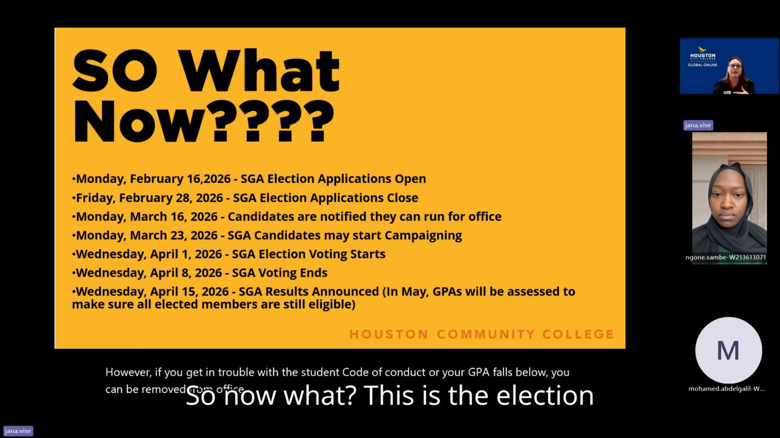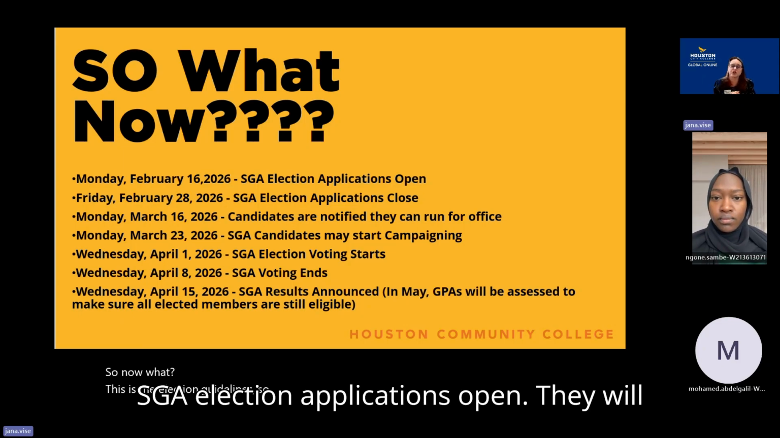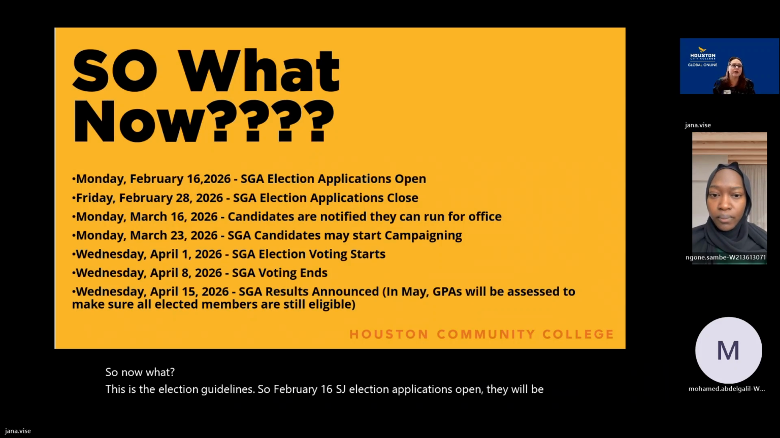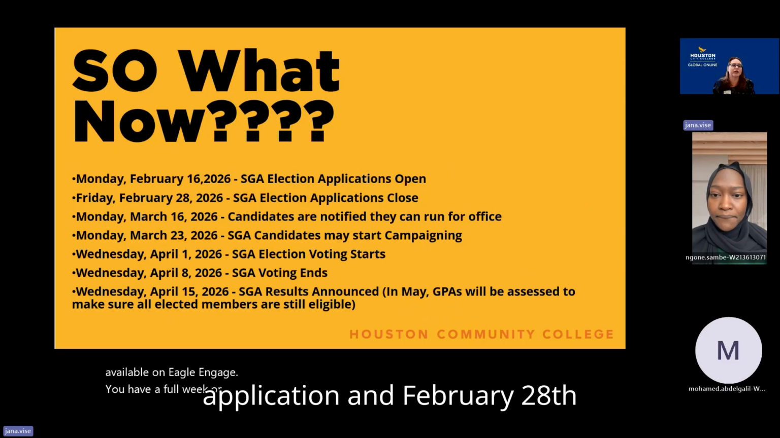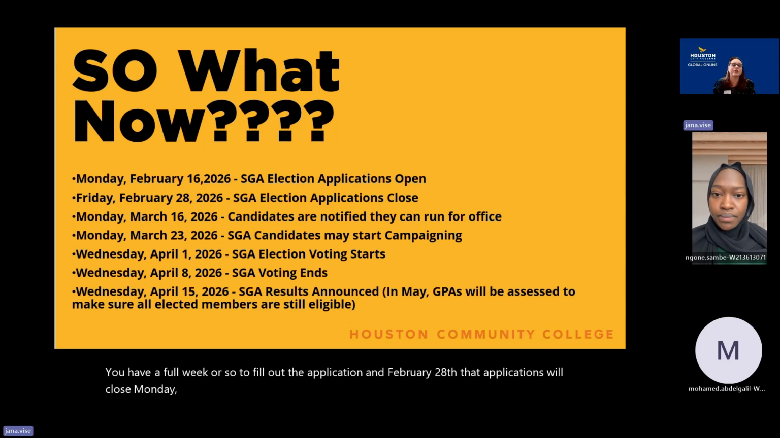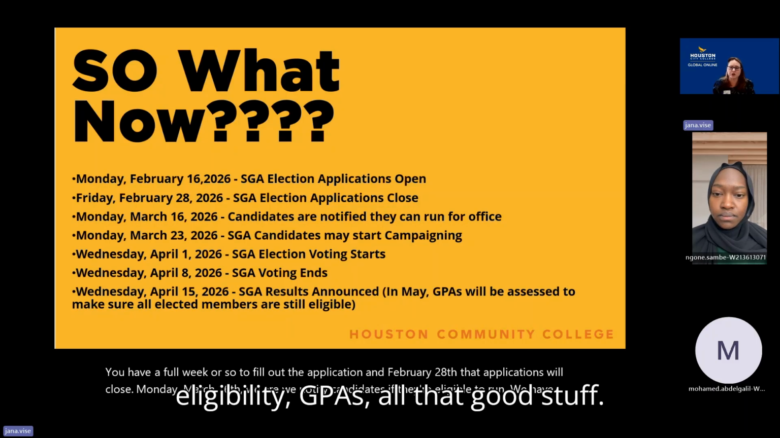So now what? This is the election guidelines. February 16th, SGA election applications open. They will be available on Eagle Engage. You have a full week or so to fill out the application, and February 28th, the applications will close. Monday, March 16th, we notify candidates if they're eligible to run. We have to go in and check eligibility, GPAs, all that good stuff.